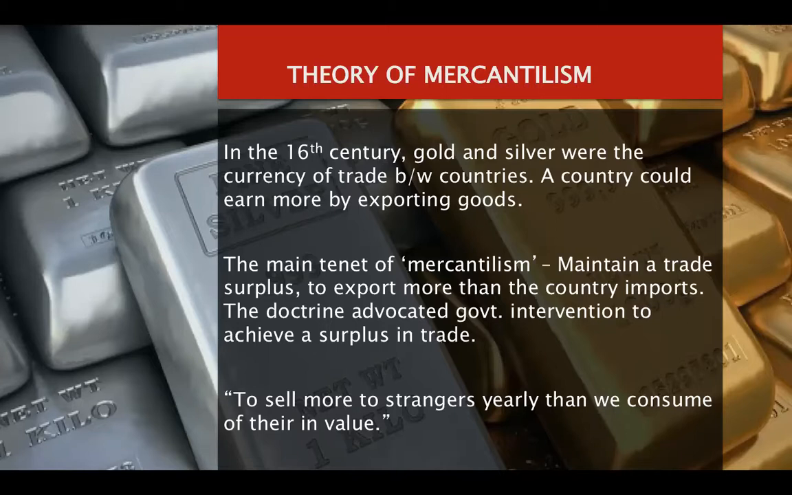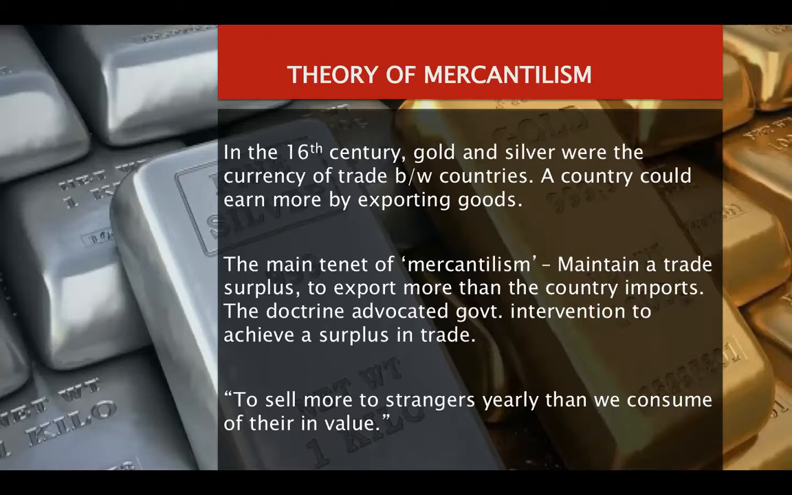For example, in the 16th century, gold and silver were the currency of trade between countries, and a country could earn more by exporting goods in those days. That was the notion and that was the idea. You produce and export. Those days, countries did not have currency. The main tenet of mercantilism was to maintain a trade surplus, that means to export more than the country imports.